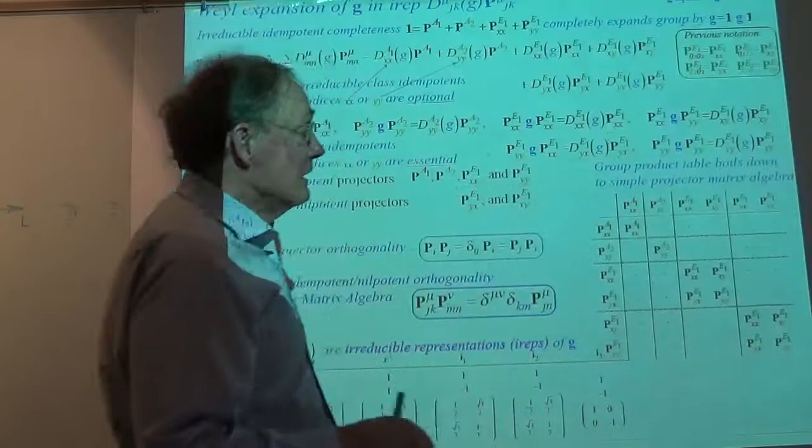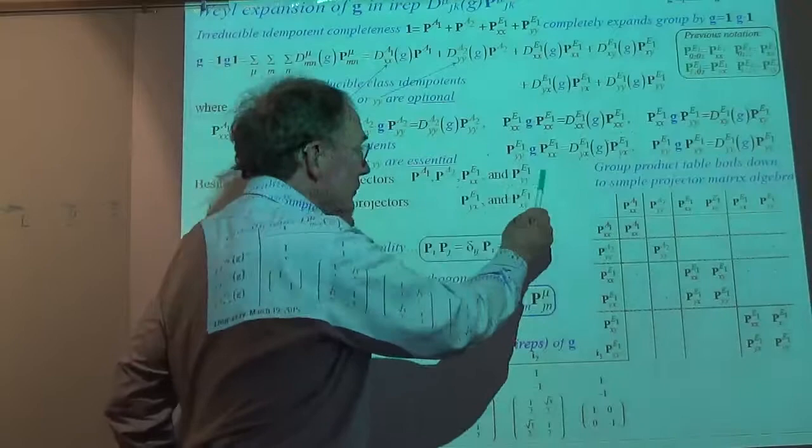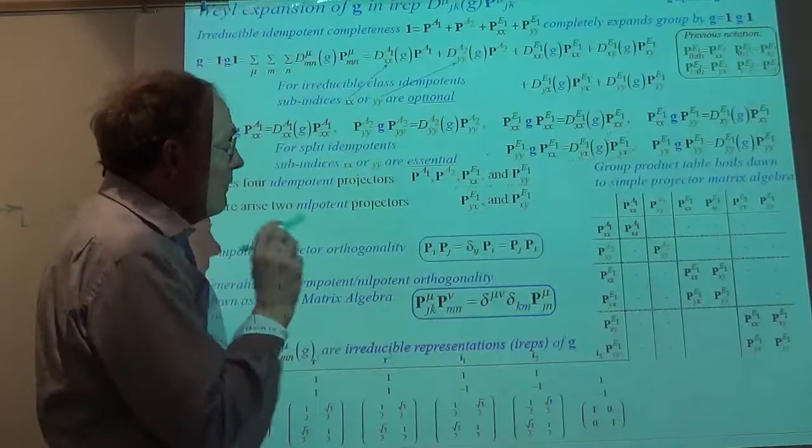And that's the situation we may encounter in physics at certain points. Okay, so besides the idempotent projectors, of which there are 4, that's the rank of the group, there are 2 more nilpotent projectors, and here they are. And the multiplication rules for these things is almost as simple as it was for the abelian projectors.